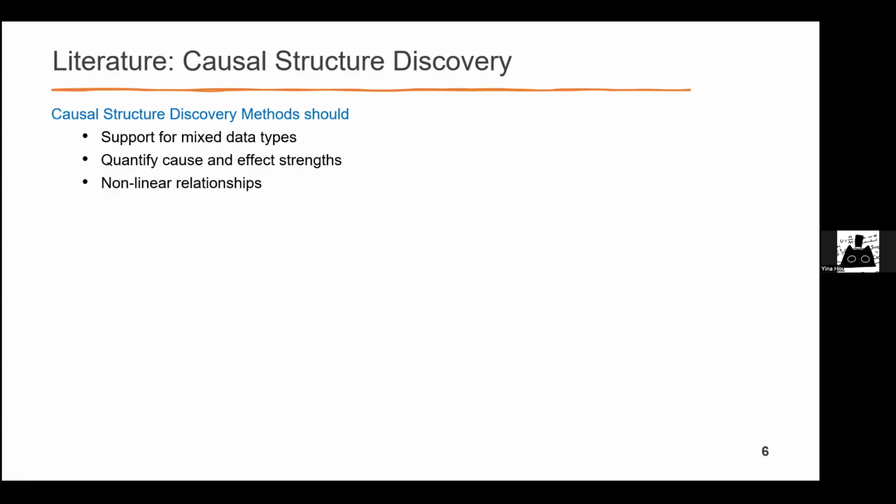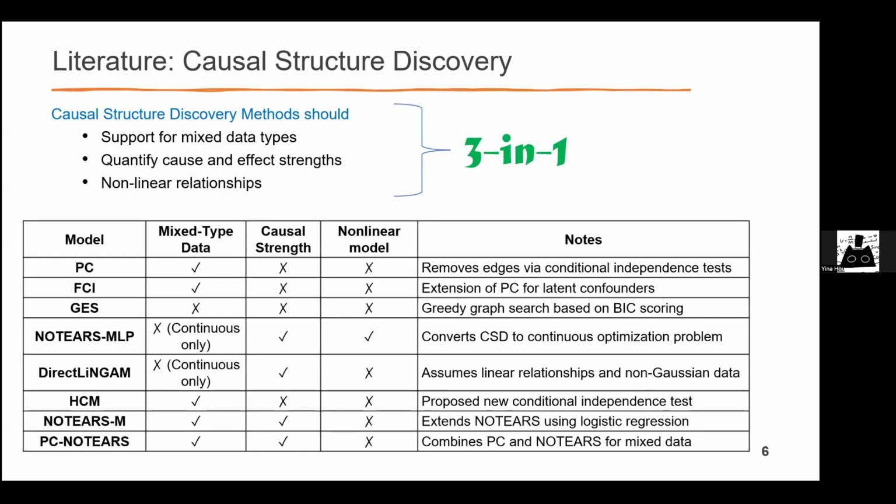And also, we want to provide more detailed knowledge about causal relationships. So we want the model to provide the causal strengths. And for the last one, in real-world situations, relationships between features are too complicated to explain only with linear assumptions. So we want the model to have a nonlinear relationship assumption to face more complex situations. Considering all these 3 points, we made this table to summarize some popular CSD models.